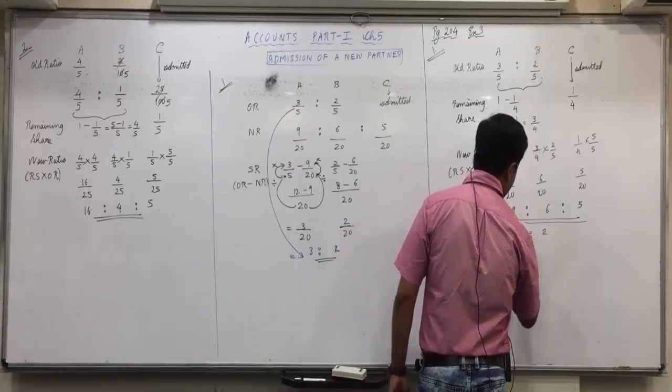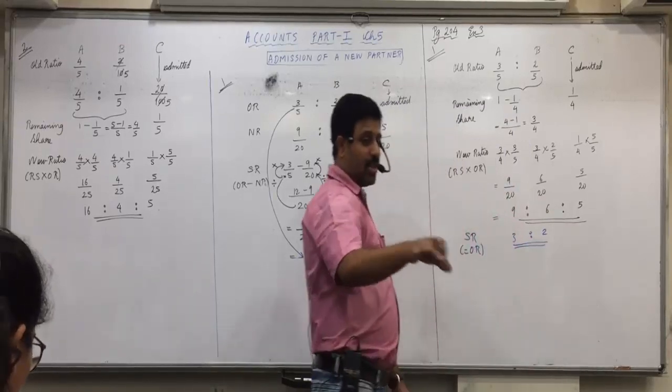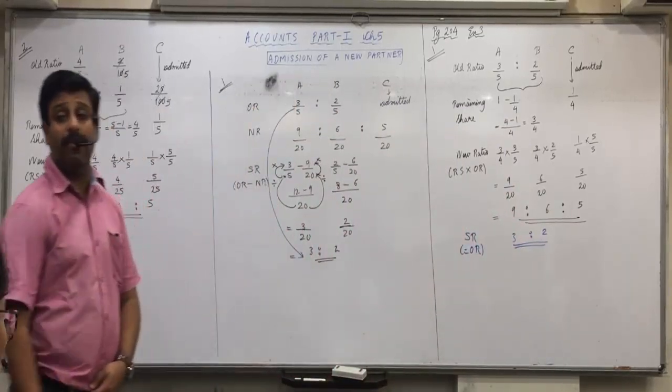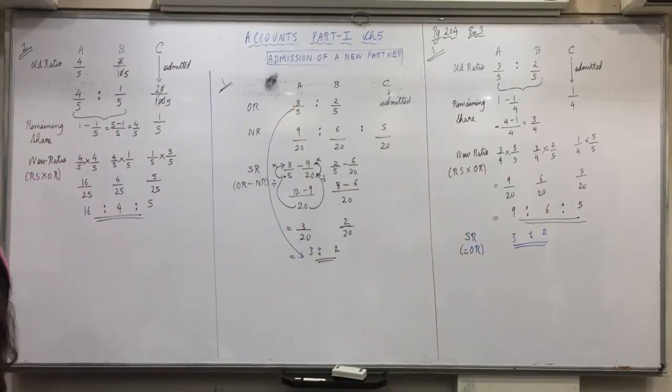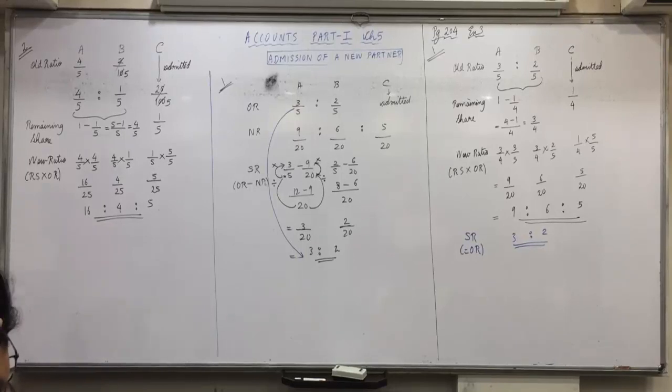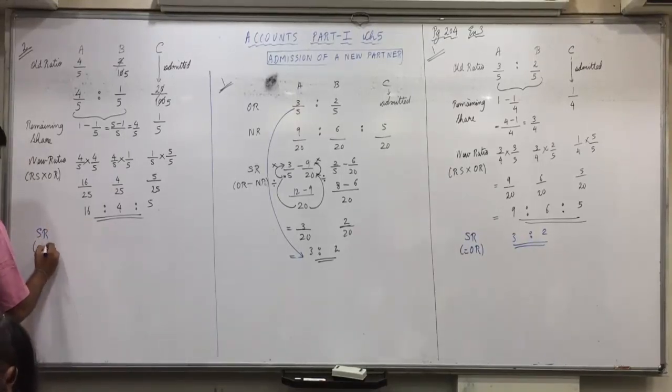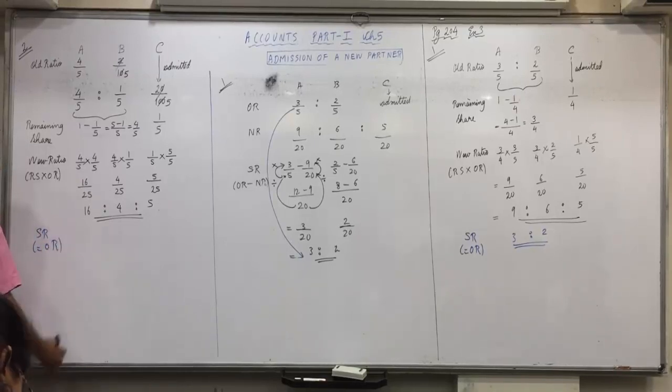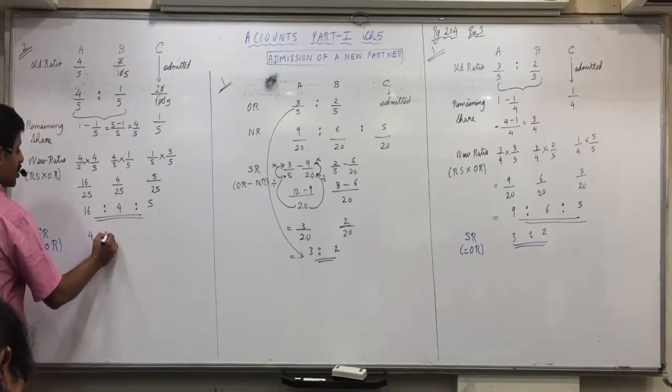3:2. In the question they have asked you both the ratios, but we don't show the calculation of sacrifice ratio. We directly write it as 3:2. Understood that? In the second one also write down SR is equal to OR 4:1.